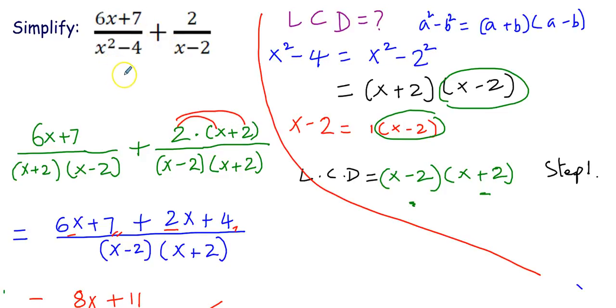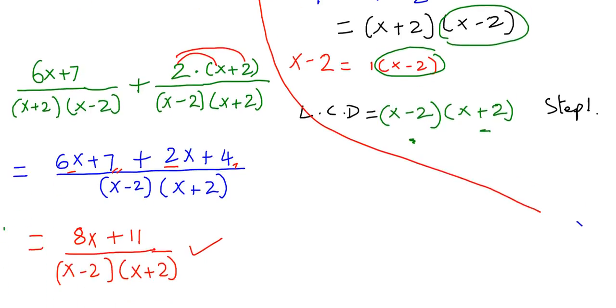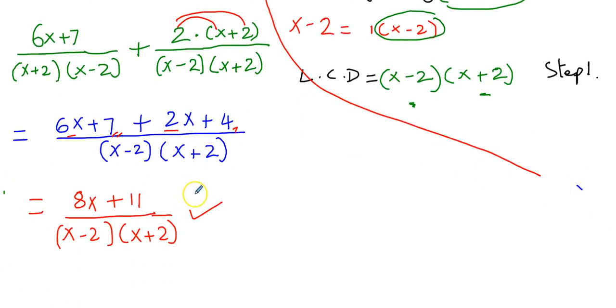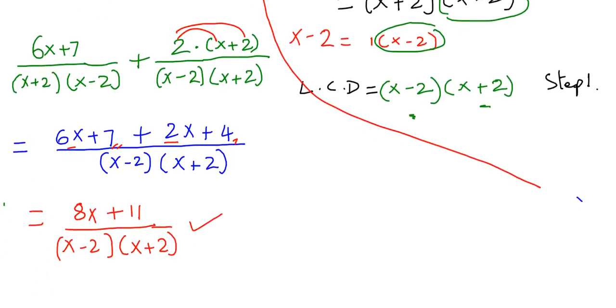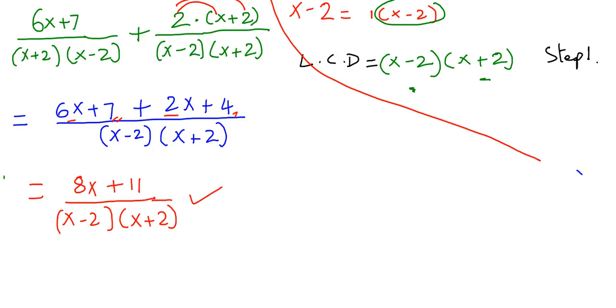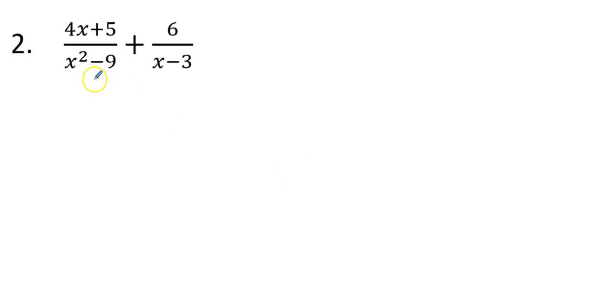6x plus 7 over x squared minus 4 plus 2 divided by x minus 2 gives us 8x plus 11 over x minus 2 times x plus 2. Further simplification is not possible, so we just leave it there. Now, following the same procedure, I want you to add these two rational expressions. Everything is just the same. Find the least common denominator, bring them together, simplify, and you'll end up getting the right answer.